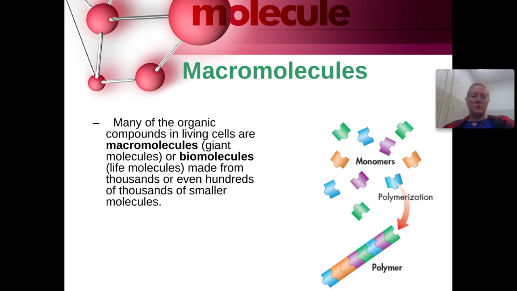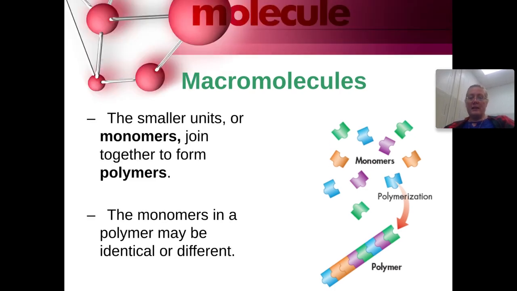Okay, so macromolecules. Many of the organic compounds in living cells are macromolecules, which simply means giant molecules. Sometimes we call them biomolecules because they are made from living organisms, and they are thousands or even hundreds of thousands of very small molecules. They are made of smaller units called monomers, and these monomers join together to make polymers. That is illustrated here as little puzzle pieces. The monomers can be the same or they can be different.